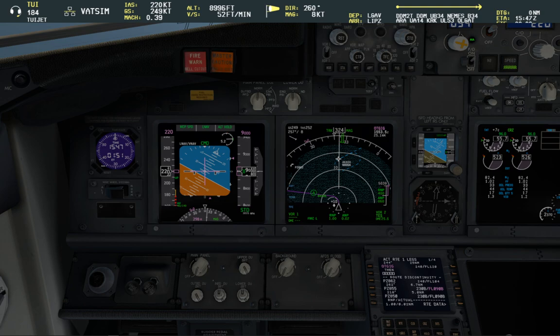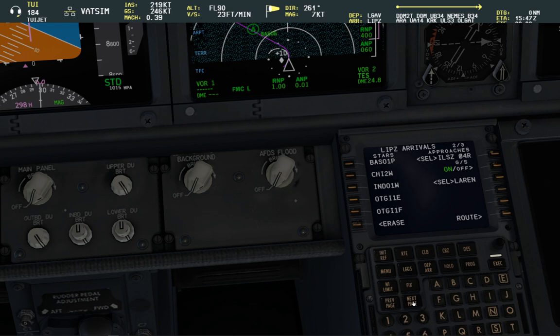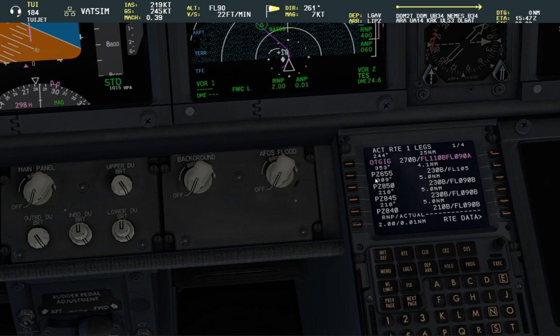Let's change the arrival then. The arrival. Otgig 1 Echo. We're going to Otgig and we need to hold Otgig. Come here.